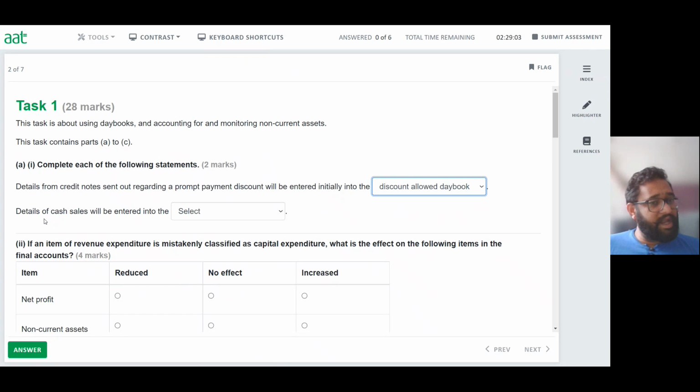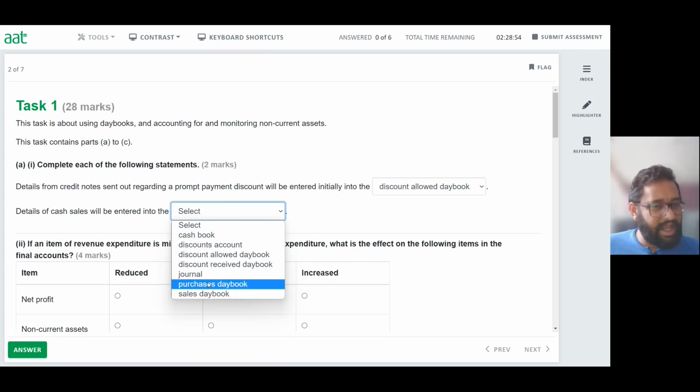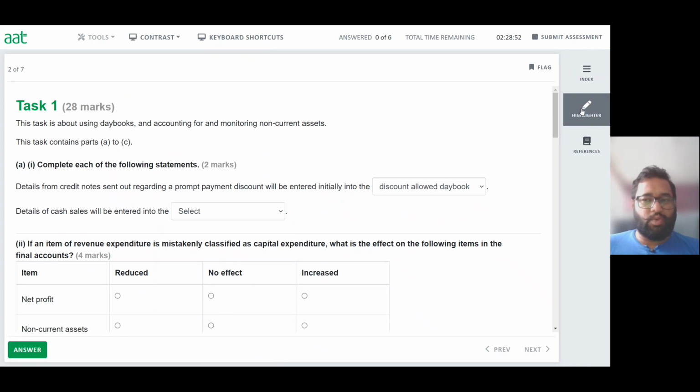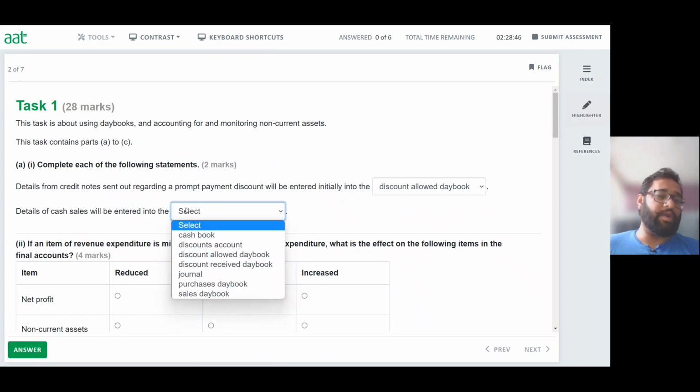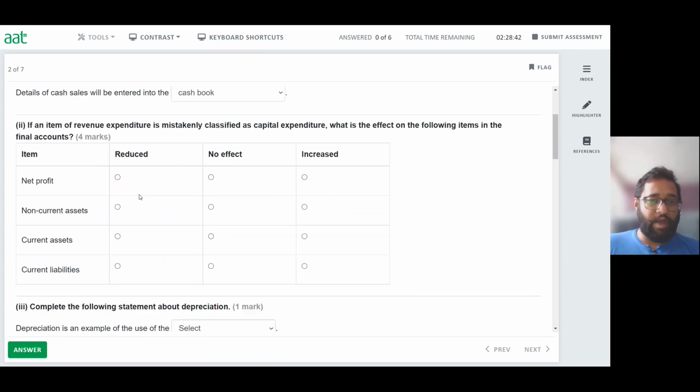Then they're asking about details of cash sales, which will be entered into where. People say, oh, sales is going to be the sales daybook, no other choice. But remember, this is cash sales. The word cash here implies there is no credit element involved. Therefore, this is definitely going to go only in my cash book. So just be careful with that one.